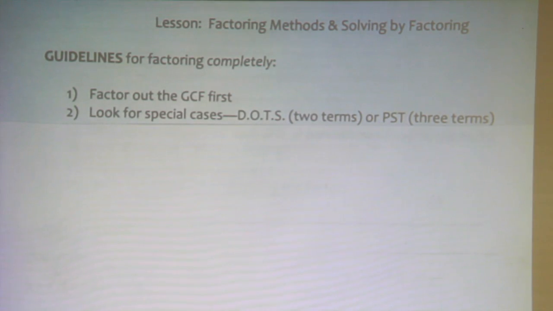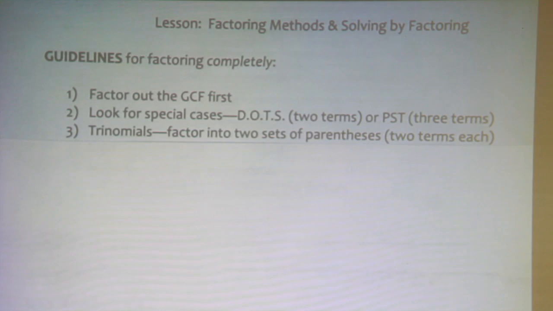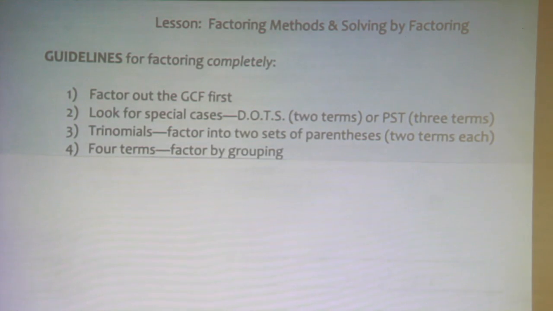Then you're going to look for special cases. If there are 2 terms, you're going to look for DOTS. That's a difference of 2 squares. If there are 3 terms, you're going to check and see if it's a PST, or a perfect square trinomial. If it's a trinomial that's not a PST, you're going to try and factor it into 2 sets of parentheses, binomials in each parenthesis. If it has 4 terms, you're going to factor by grouping.